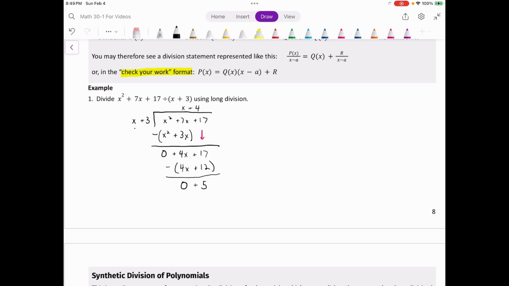And now, can we divide 5 by x? No, not really, right? So our remainder, and there's nothing left to bring down. So our remainder is just 5. Okay, that's our remainder, 5.